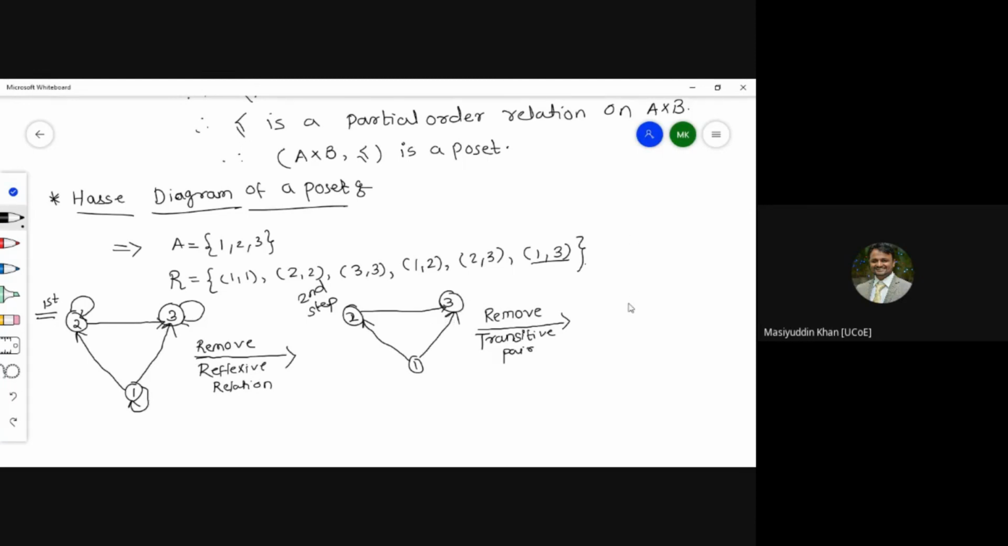So we will get what again, 1, 2 and 3. So you will get 1 to 2, 2 to 3. 1 to 3 रिमूव कर दिया ट्रांजिटिव पेयर। इसमें से रिफ्लेक्सिव पेयर रिमूव किया था, 1 1 रिमूव किया था, 2 2 और 3 3। इसमें से आपने 1 to 3 रिमूव किया है। And the last step.